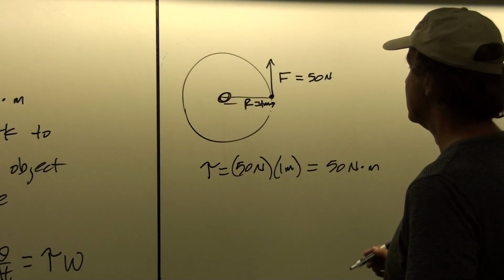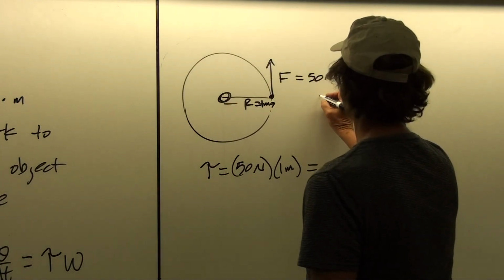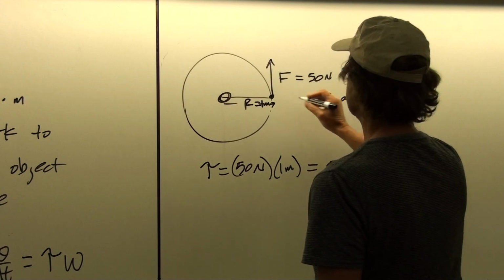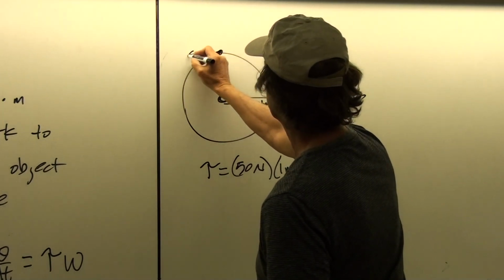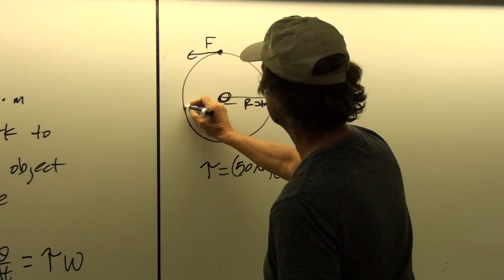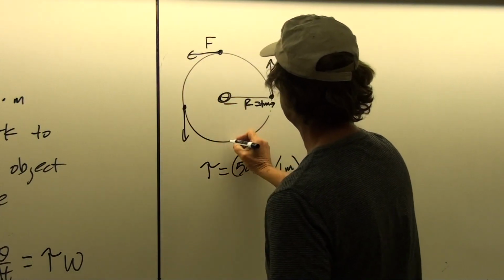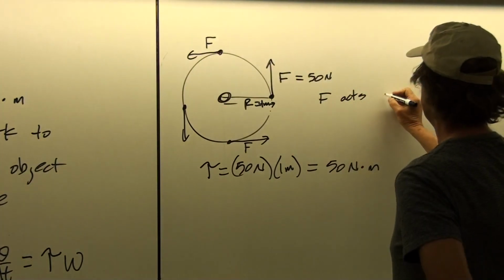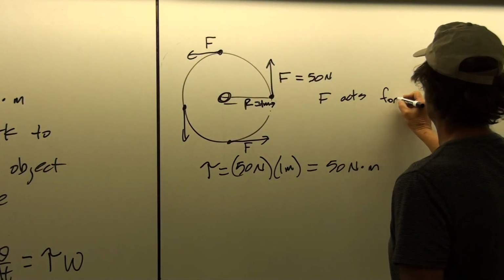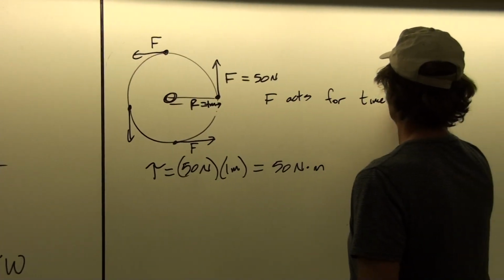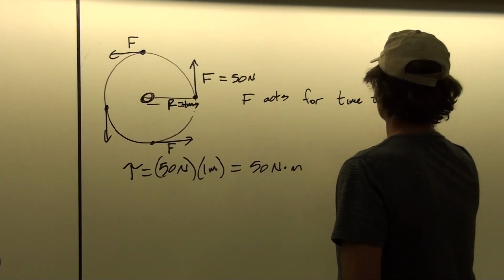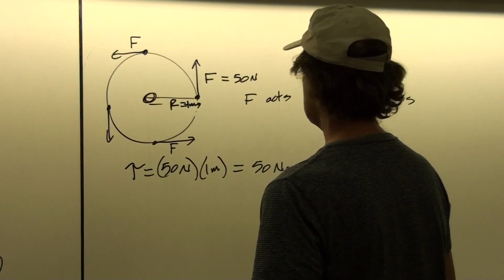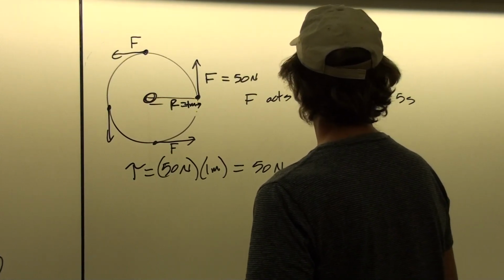But let's say that this constant force acts perpendicular. So in other words, it keeps acting with the same constant value for the force, 50 newtons, all the way around, and that it acts for a time t equals 5 seconds, like that. Then, what we can do first of all is find the work done.